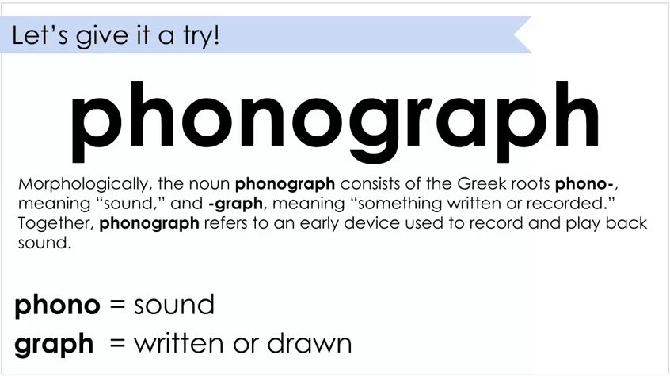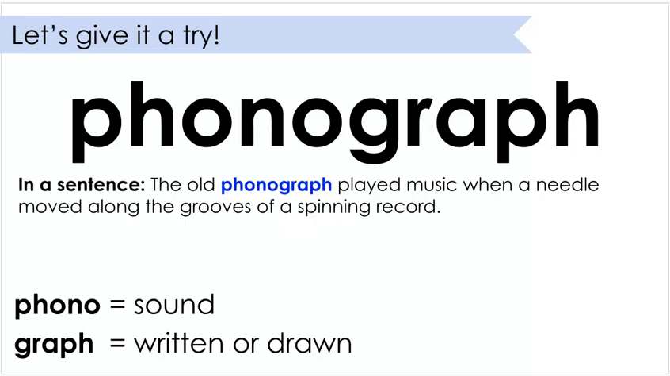Morphologically, the noun phonograph consists of the Greek roots phono, meaning sound, and graph, meaning something written or recorded. Together, phonograph refers to an early device used to record and play back sound. In a sentence, you would say, the old phonograph played music when a needle moved along the grooves of a spinning record. Basically, a phonograph is a record player.